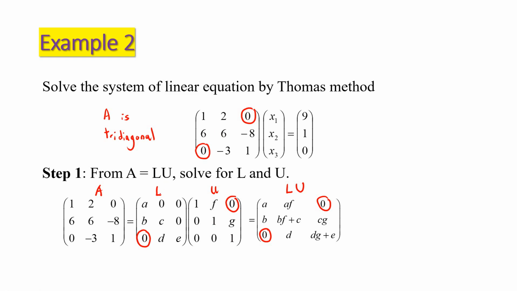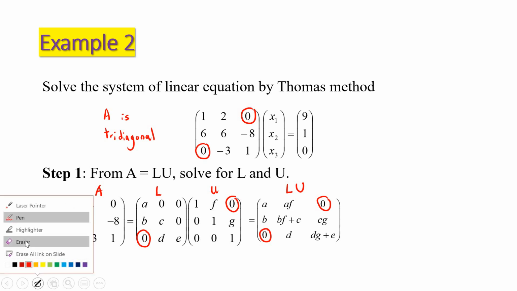For the Thomas method, make sure for the L or 3 by 3 system, L here is 0, A31 is 0, and for U, A13 is 0. L is lower triangular, so it consists of values A, B, C, D, E. The diagonal of U is 1, E, F, G. This one must be 0, so that when you multiply the row, A13, A12 must be 0. Now we do the matrix product.